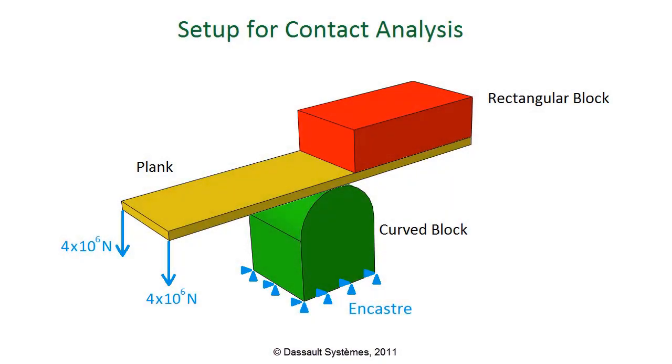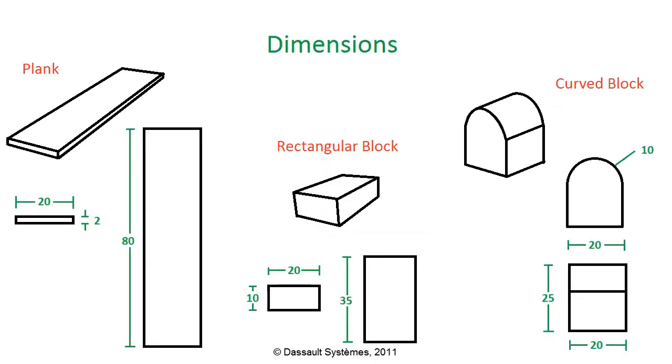The setup consists of three parts: a plank, a block with a semicircular surface on one side, which I shall refer to as the curve block, and a block with flat surfaces, which I shall refer to as the rectangular block. The curve block is fixed on the bottom, and the plank is fixed at one end, making it a cantilever. A force is applied on the free end of the plank, pushing it downward so that it bends around the curve block. At the same time, the rectangular block holds the top surface of the plank flat, preventing it from arching upwards. The dimensions of the parts are displayed in the figure.